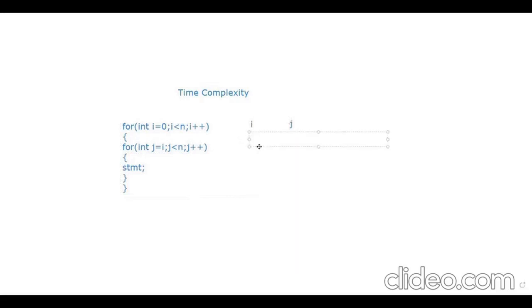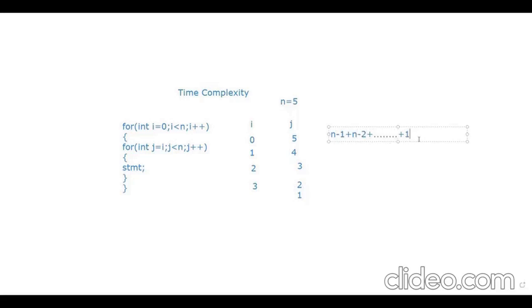So if i is equal to 0, then the iterations for j is 5, if we consider n value as 5. If I take i iterations 1, then the j iterations will be 4. If I take i iterations as 2, the j iterations will be 3. If I take i iterations as 3, the j iterations will be 2. And so on to 1. So from this, we can write the formula as n plus n minus 1 plus n minus 2 plus, and so on, plus 1.